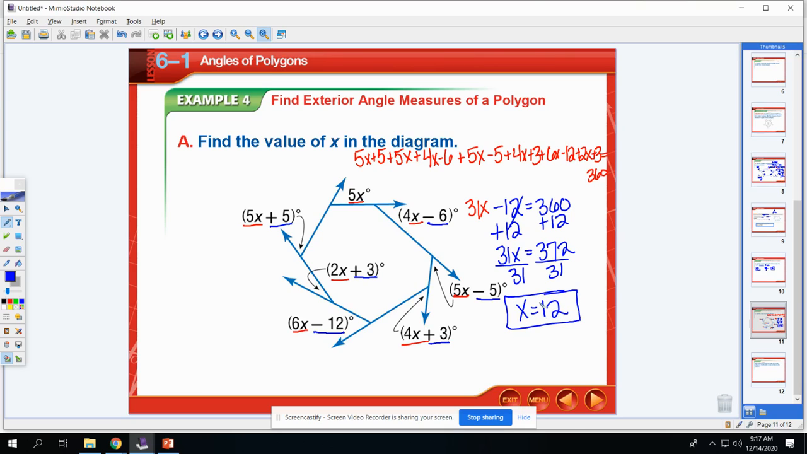X equals 12. Okay, so recap there. We know that all these exterior angles add up to 360. So all we do is take all of our exterior angles, add them up, say that they are equal to 360, and solve for x.